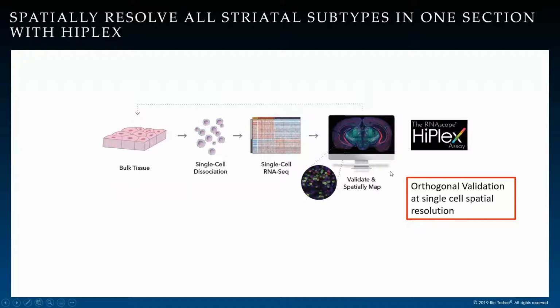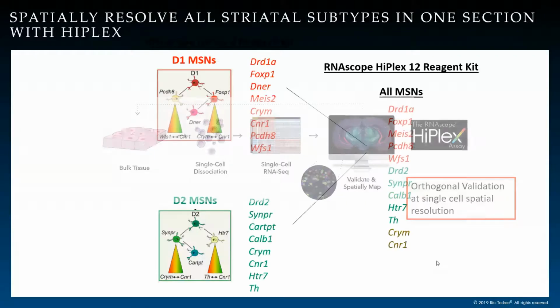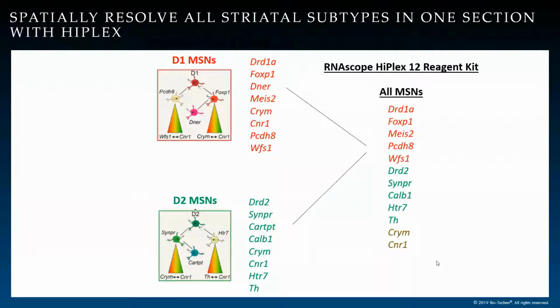Now, this forms a nice orthogonal validation tool to visualize any novel cell types that have been identified by single cell sequencing, and also visualize the target genes expressed within these cells. So I'm going to show you an example of how we validated a paper that came out in 2016 that looked at the medium spiny neurons in the mouse cortex.